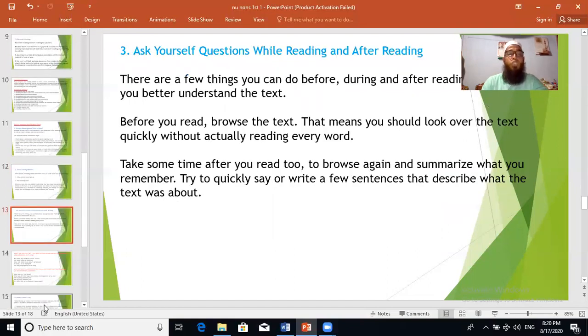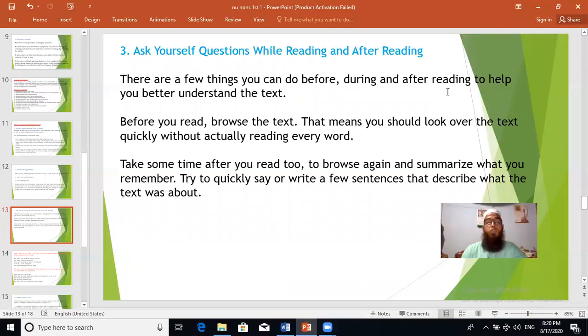Ask yourself questions while reading and after reading. There are a few things you can do before, during, and after reading. These are named pre-reading, while-reading, and post-reading. So there are a few things you can do to improve your reading skills: in the pre-reading stage, the while-reading stage, and after reading, the post-reading stage, to help you better understand the text.